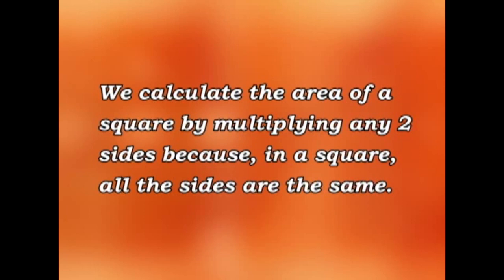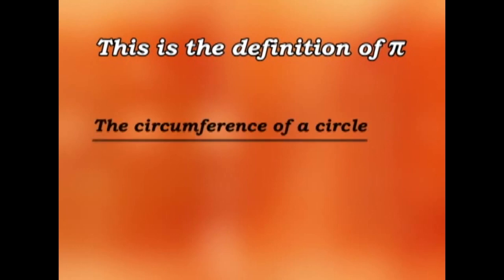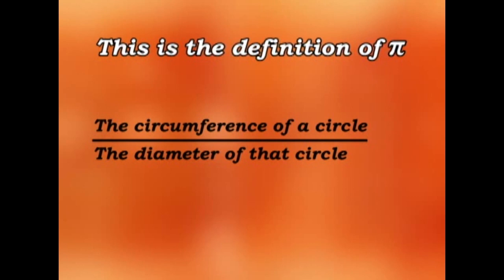Now when we want to work with circles, it's a little different. We use something called pi, and pi looks like this. The definition of pi is the circumference of a circle over the diameter of that circle equals pi. So the circumference divided by the diameter of the same circle equals pi.